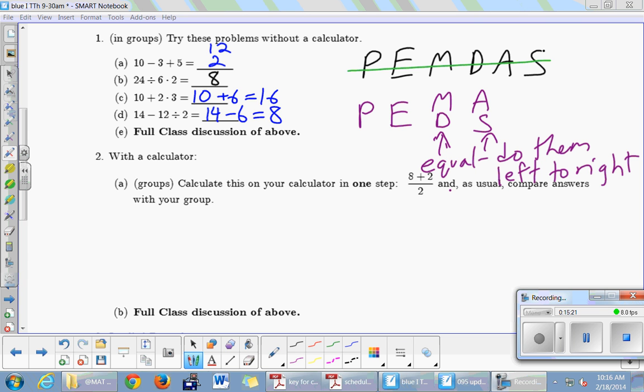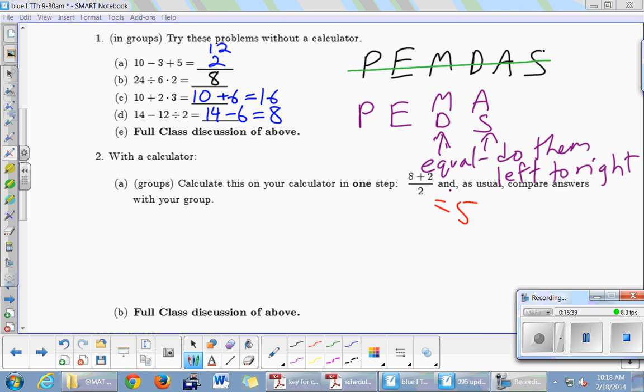It's 5, right? You do 8 plus 2 is 10. 10 divided by 2 is 5. So type this into your calculator, but you only get to hit the equal sign or the enter button one time. And if you just type it in as it sits, you might not get the right answer of 5. So talk to your neighbors and then we'll come back together.